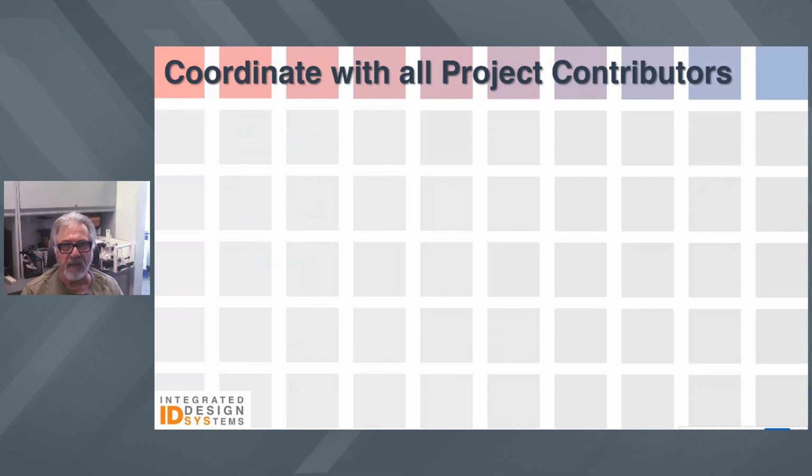So my closing remark here is you want to coordinate with all project contributors from the very beginning of a project throughout the entire development process to the final approval of that first article. And depending on what phase of the project you're in, you'll be dealing with, of course, different individuals or entities. And my advice is that the molder and the tool maker should be a key partner with you from the early stages of the design right up into the first article approval.